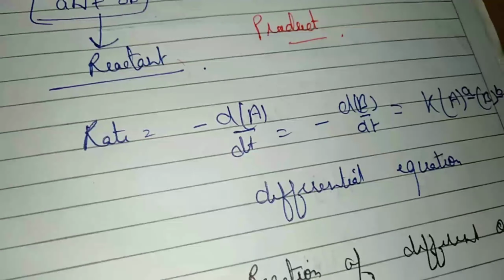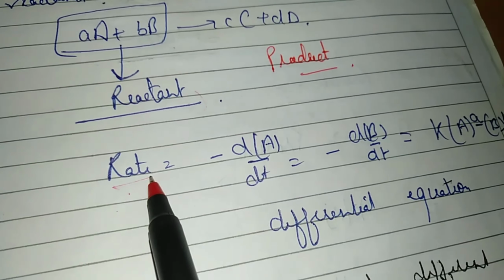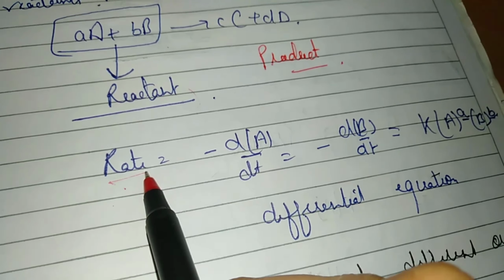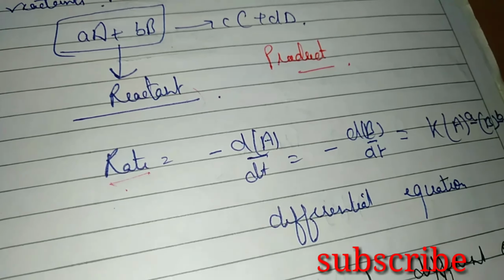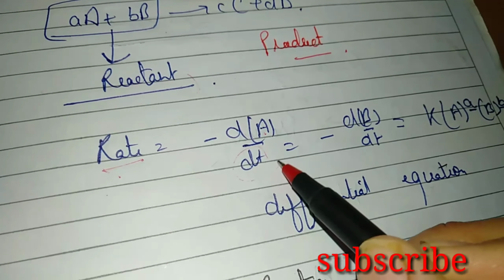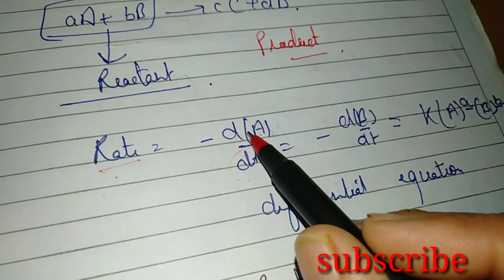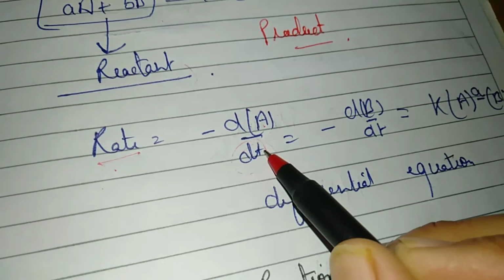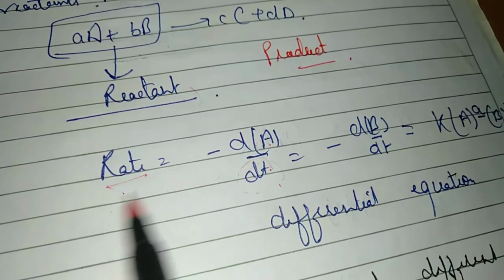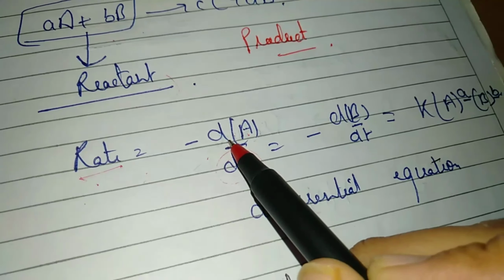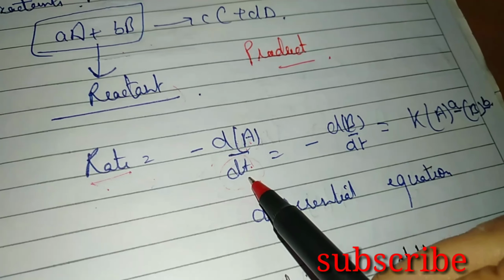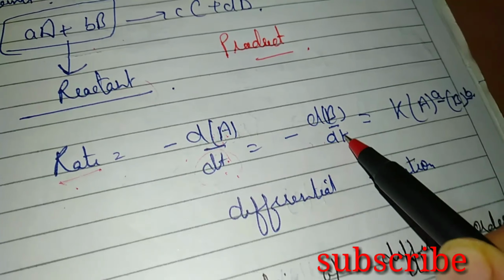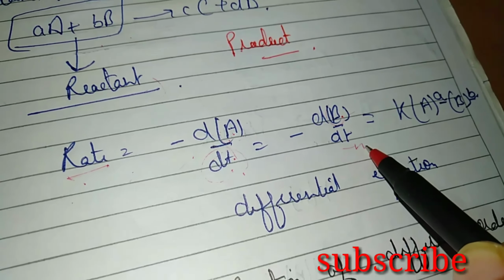So the mathematical expression for the rate law equation describes the variation of reactant with respect to time. It means the concentration of the reactant with respect to time is known as the rate law of a reaction. So the rate of the above reaction can be written as minus the rate of change of concentration of A with respect to time, and also for the second reactant, B, the rate of decrease of concentration of reactant B with respect to time t.